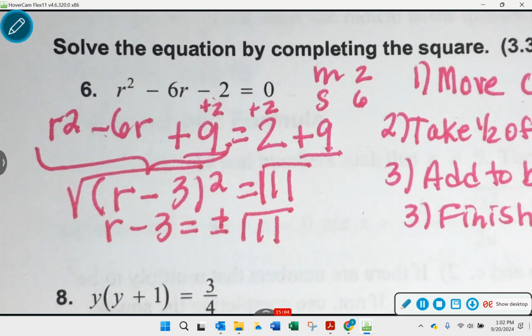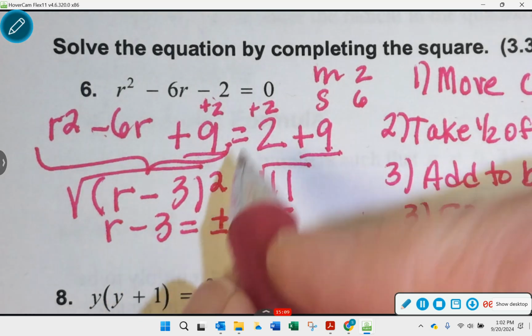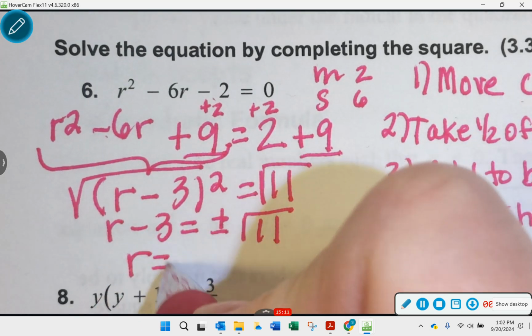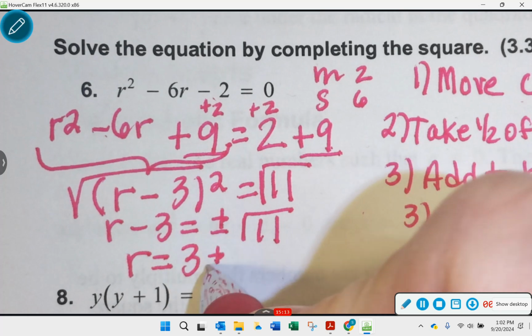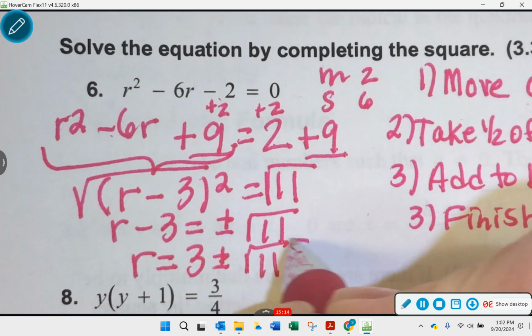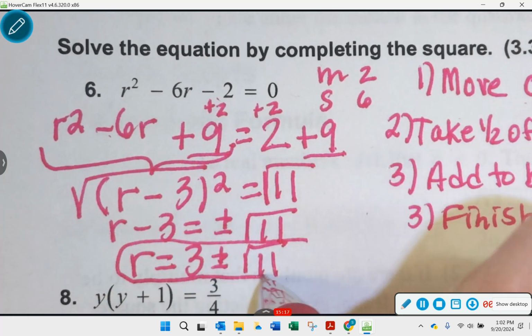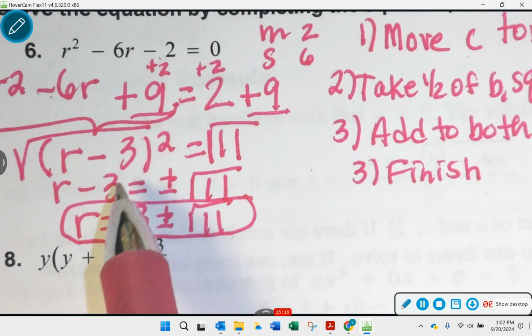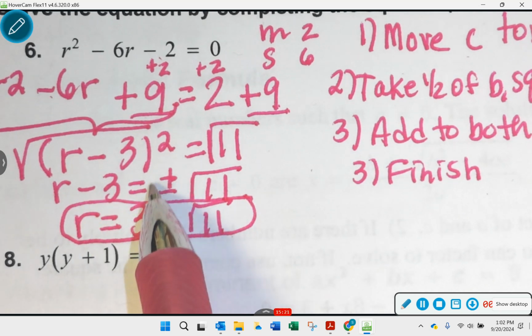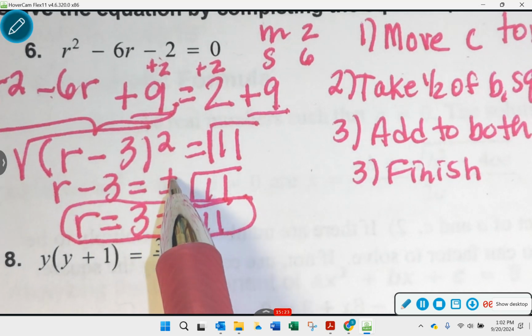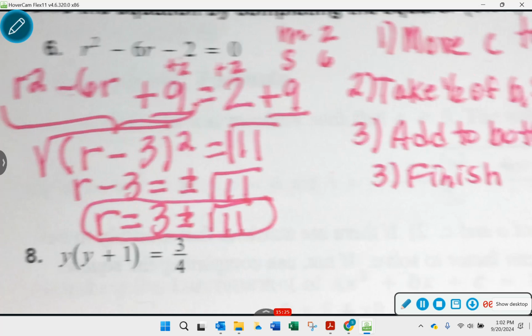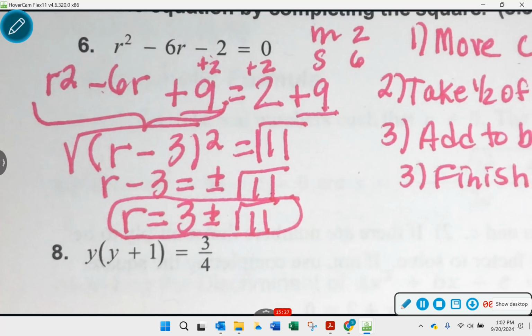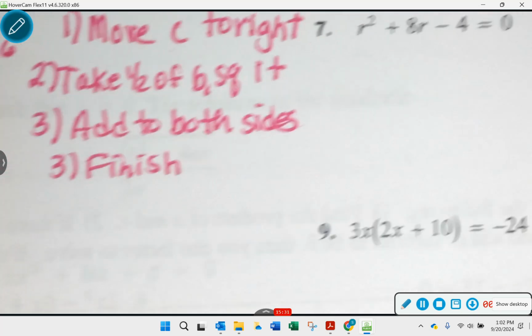And how do we finish that? Just do what? Add 3 over. I don't have much space, so I'm just going to do that without showing it. When we run out of space, we just think ahead. We added 3 over there. So we have 3 positive and then plus or minus the radical 11. Questions there? Okay.